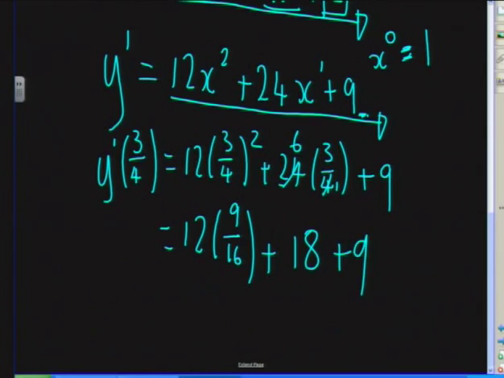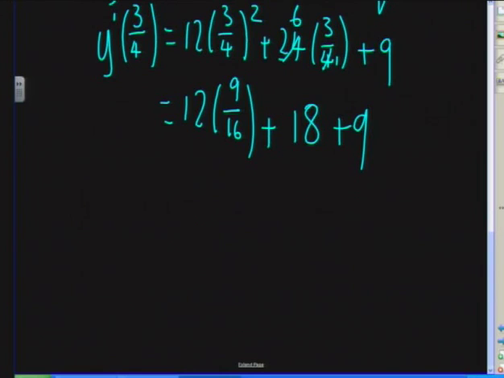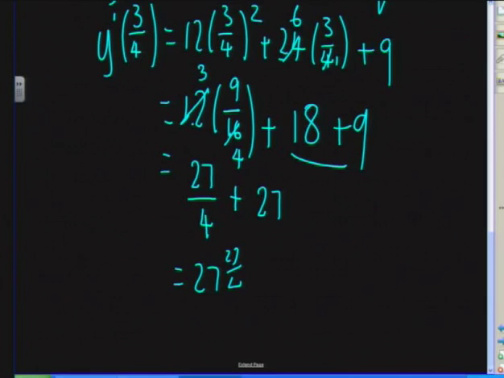If you want to, you can use your calculator here. All right. 12 times 9 over 16. Let's simplify. We get 4 goes into 12 3 times, and 4 goes into 16 4 times. 3 times 9 is going to give me 27 over 4 plus 18 plus 9 is 27. So I'm going to get 27 and 27 over 4. All right, and you can use your calculator. I think this is going to give you like 28 comma something. All right, you can check that on your calculator.